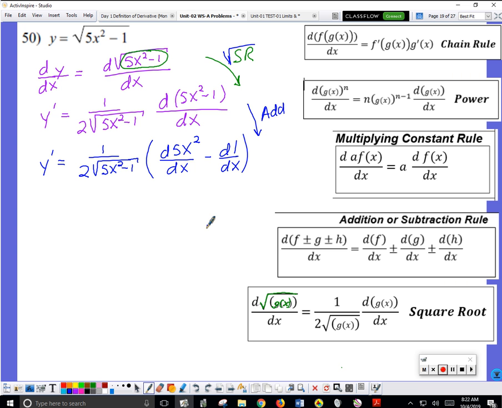And the other problem, what we had was this. We had the derivative of 5 all by itself. You didn't have a variable. The derivative of 5 all by itself is 0. Here we have d dx of 5 multiplied by x squared.